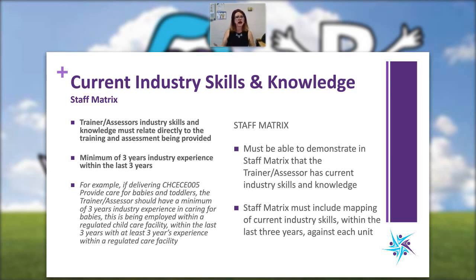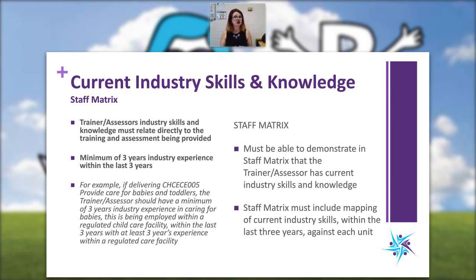Now, the argument I get here is, well, they've kept up their currency by going to professional development, or they've gone to seminars or workshops and things like that. Do they have currency in the work site of what it's like to work with other trades? That's the thing I would be looking at. So your trainer assessor should have current industry skills and knowledge. And what's not written anywhere, and you will not find it written anywhere, is that it must be a minimum of 3 years industry experience within the last 3 years.